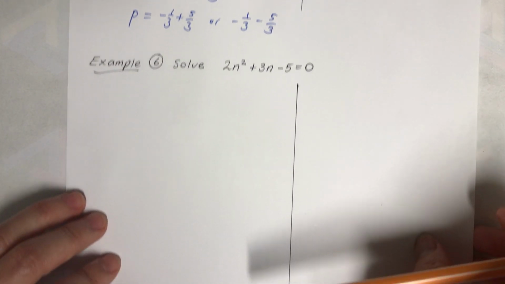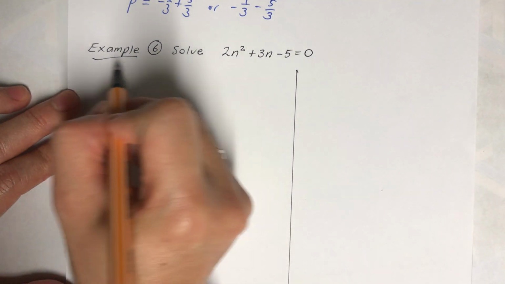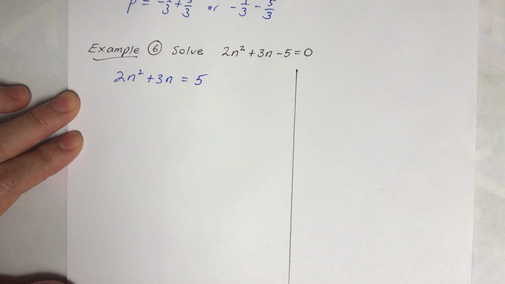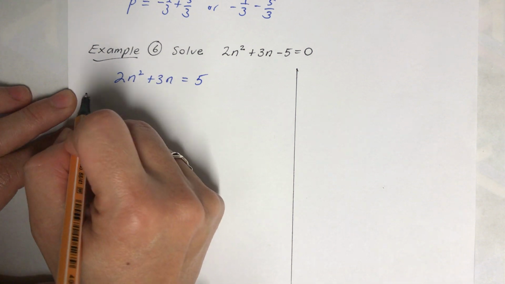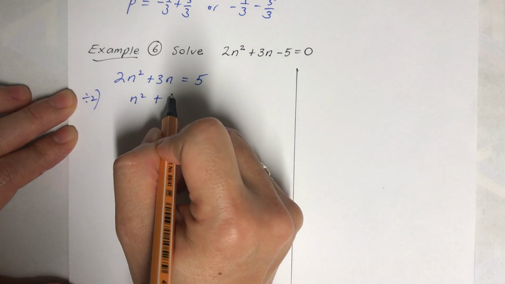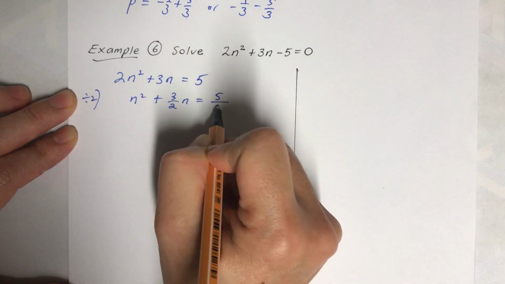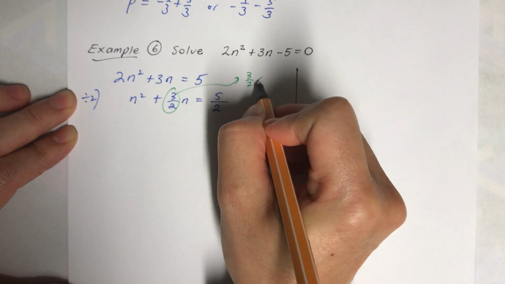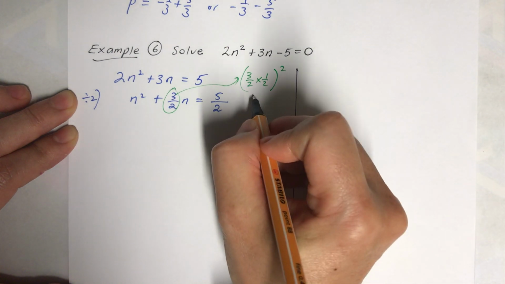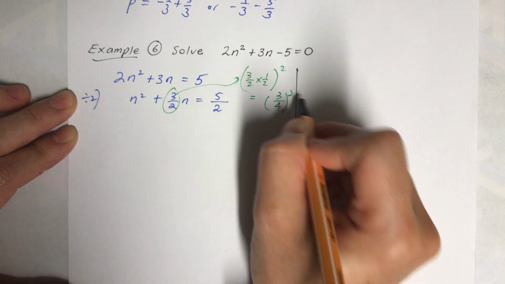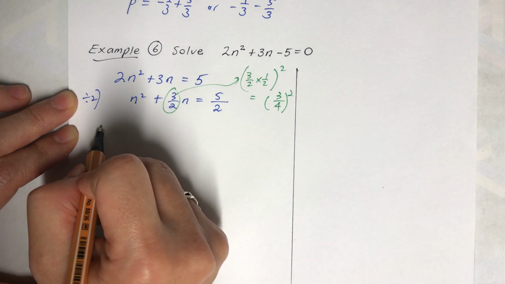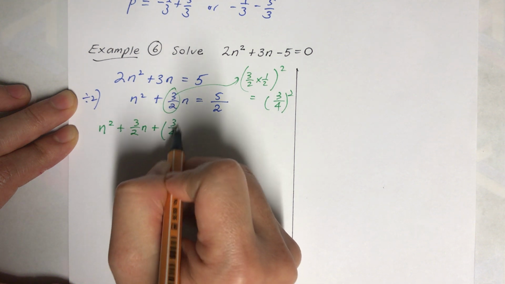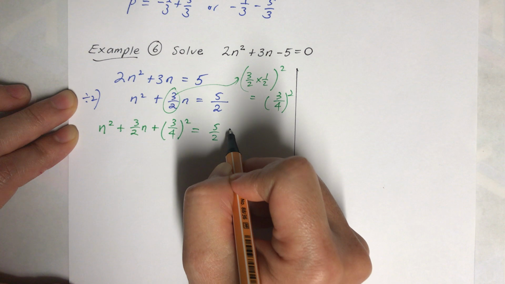Okay, the last one. I'm going to keep it exactly the same way. So 2n squared plus 3n equals 5. And then I'm going to make it monic by dividing by 2: n squared plus 3 over 2n equals 5 over 2. And then I'm going to halve it and square it. And what do I get? 3 over 4 squared.